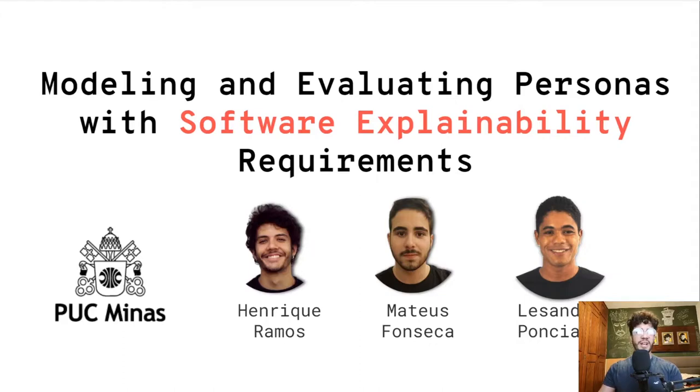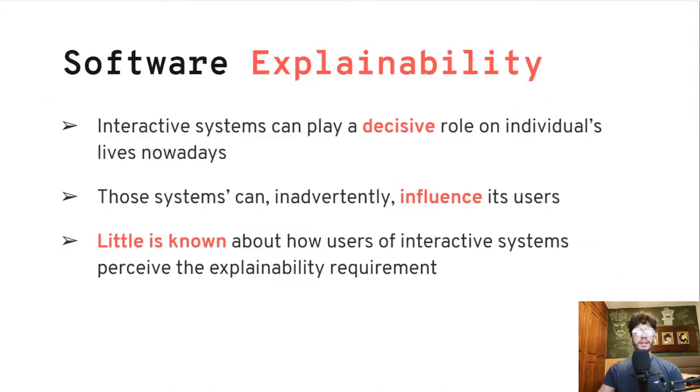But what is software explainability? Nowadays, interactive systems can play a decisive role in our lives. Whether through recommendations, route suggestions, or who to follow, those systems can influence their users' choices and opinions. As a consequence of those new superpowers, answers about how those outputs are generated have been increasingly demanded by users. This new non-functional requirement is called explainability.